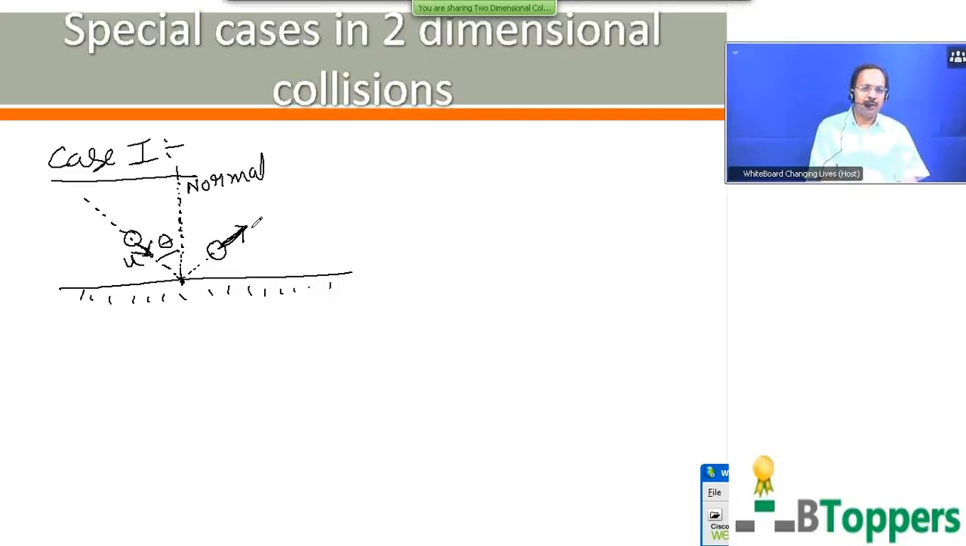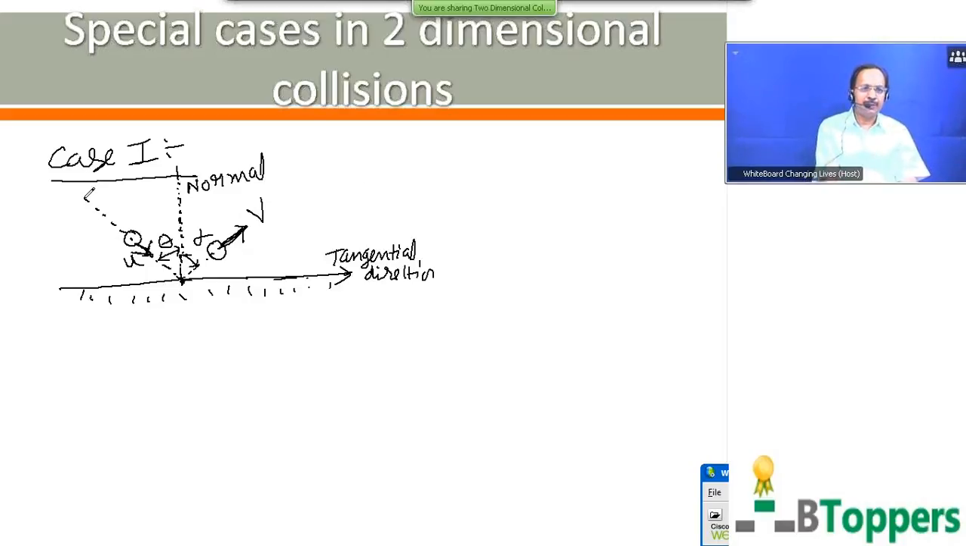Let V be the velocity of the ball just after impact with the plane. Let us suppose the velocity V makes an angle alpha with the normal to the plane just after collision. We can resolve this in the normal and tangential directions. This is the tangential direction through the point of collision, the common tangential direction between the ball and the plane. This is the common normal direction between the ball and the plane.